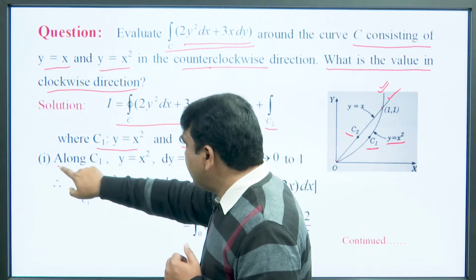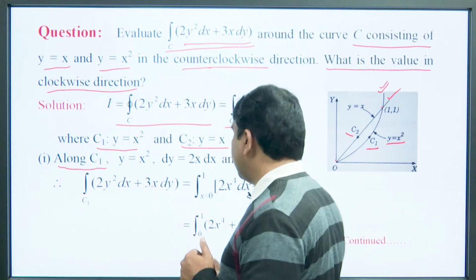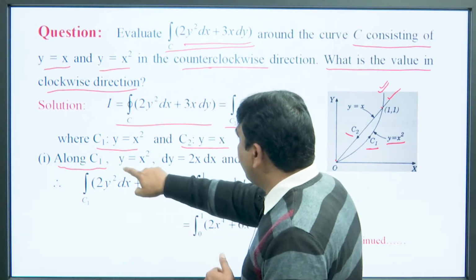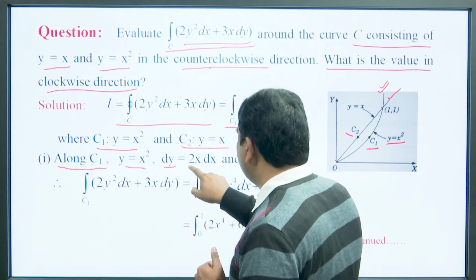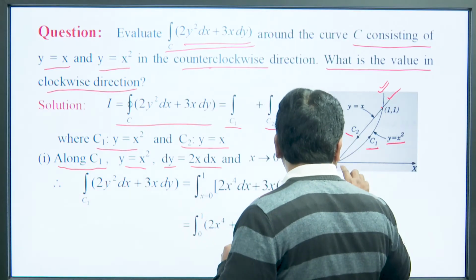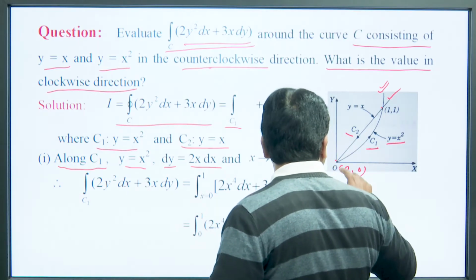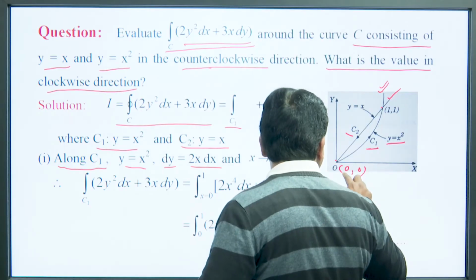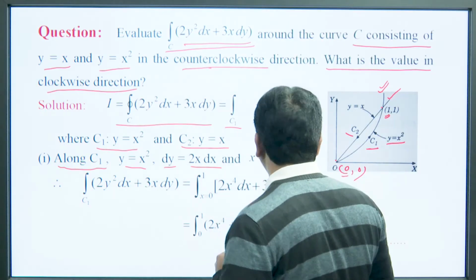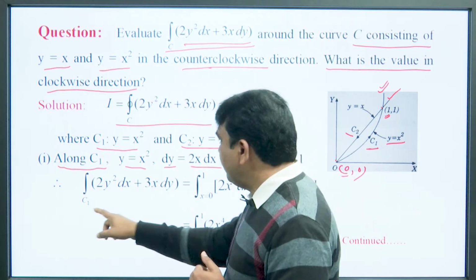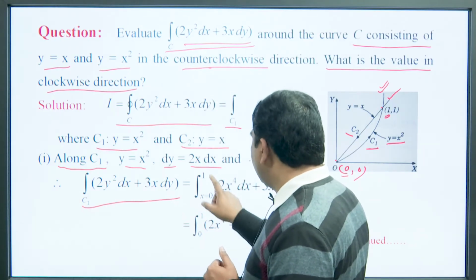So, now if you evaluate along C1, let us see along C1. Along C1, y is equal to x square and dy is 2x dx, and clearly the coordinate of this point is (0, 0). So x varies from 0 to 1. So when we evaluate along C1, x is from 0 to 1.